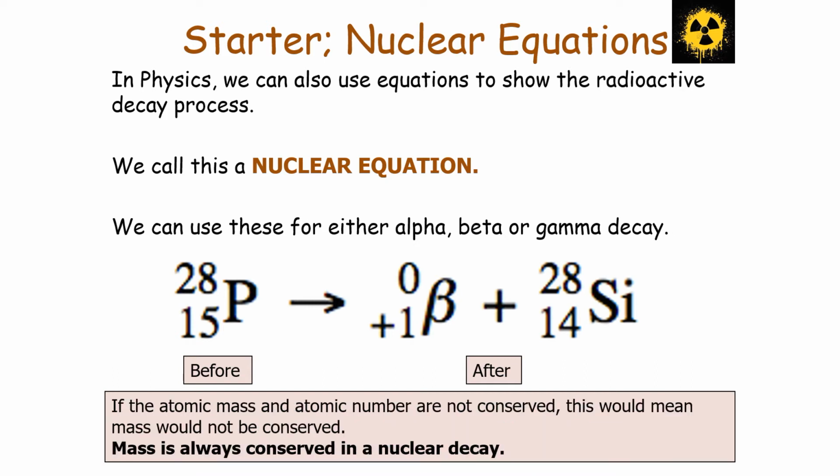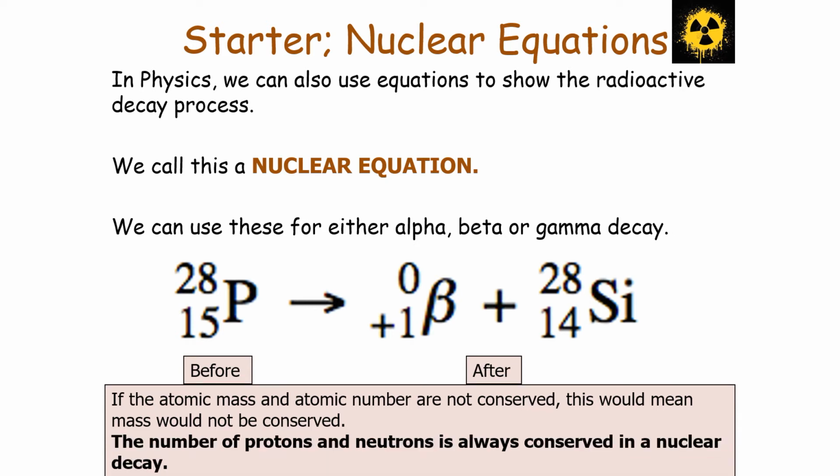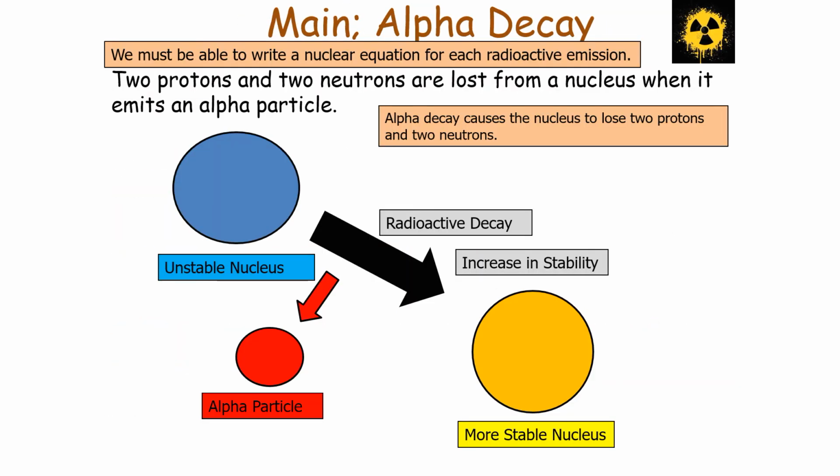Now it's important to note that atomic mass and atomic number have to be conserved, as if they were not conserved, mass would not be conserved. And mass is always conserved in a nuclear decay. The number of protons and neutrons is always conserved in a nuclear decay, which is a key fundamental idea of both chemistry and of physics. Now we've got to be able to write a nuclear equation for each radioactive emission.